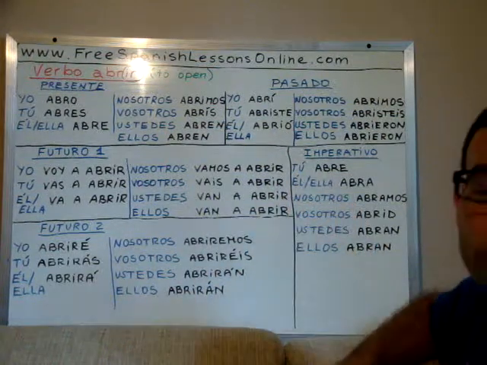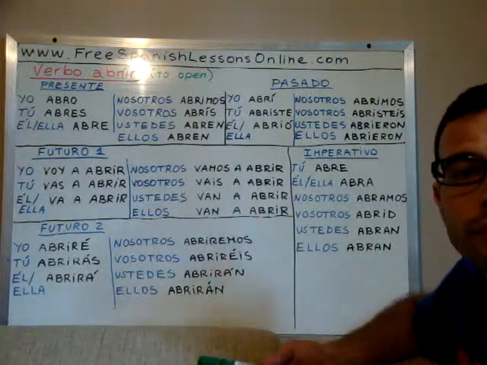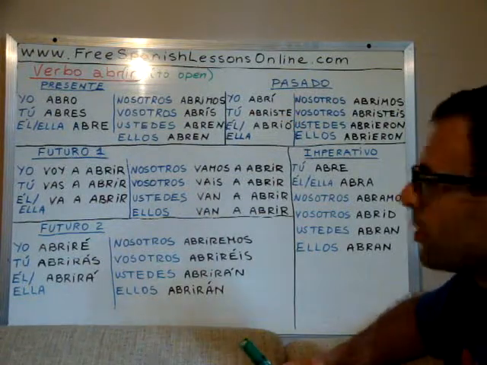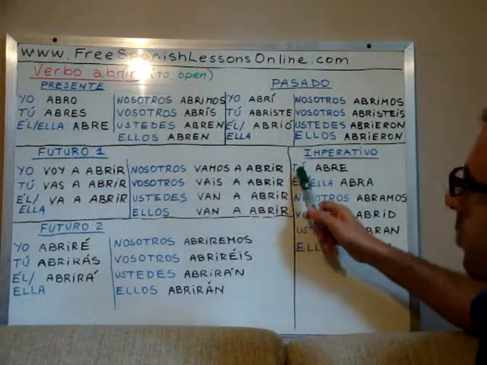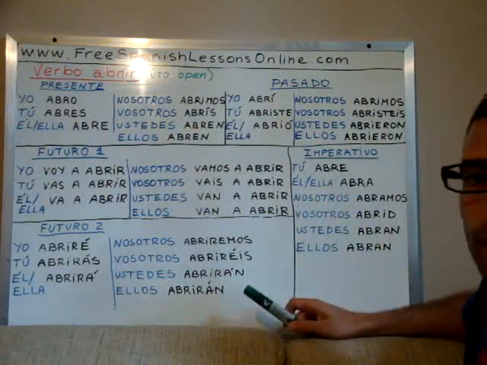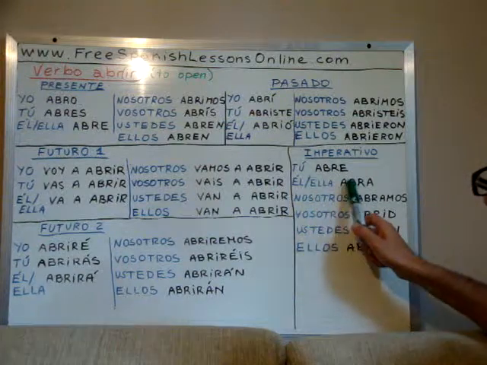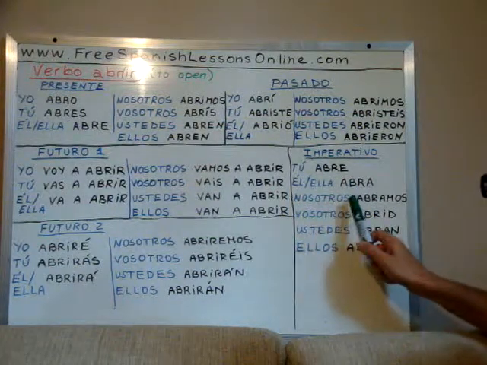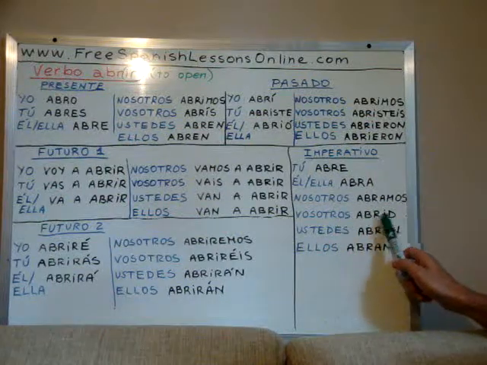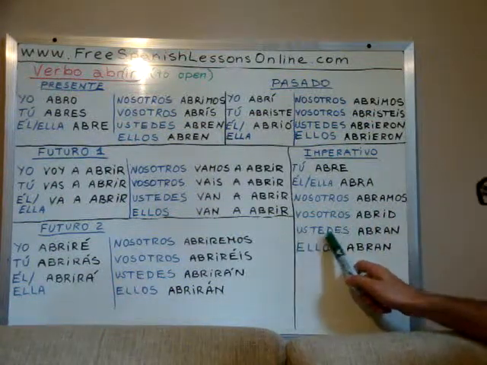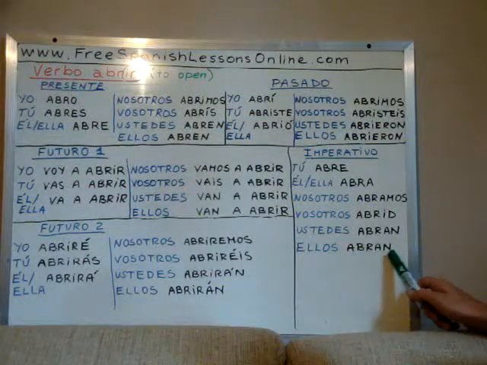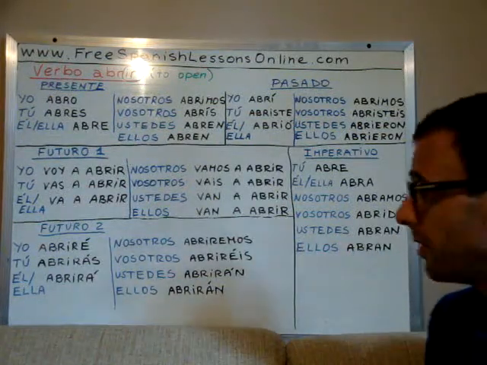So in imperative, it makes no sense to have I, the first person subject pronoun. So we omit that. We start with you, with tú. Tú abre, or abre tú. Él abra. Nosotros abramos. Vosotros abrid. Ustedes abran. Ellos abran. Okay, so this would be the imperative.